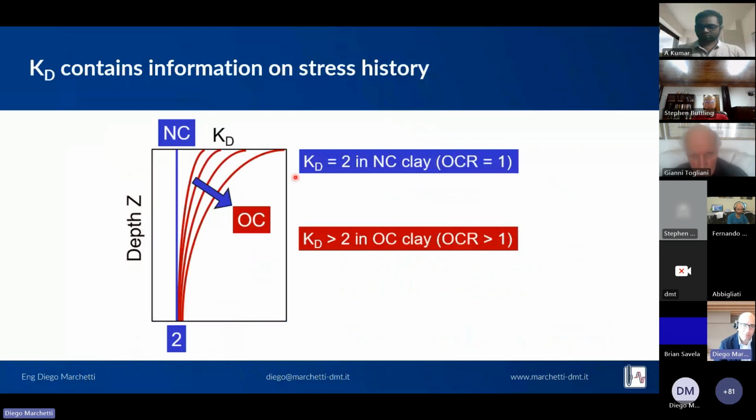So it is possible to read the KD parameter in clays so that if the value is equal to 2, the soil is a normally consolidated clay. However, if the KD is higher than 2, the more it is higher, the more the soil is over-consolidated.